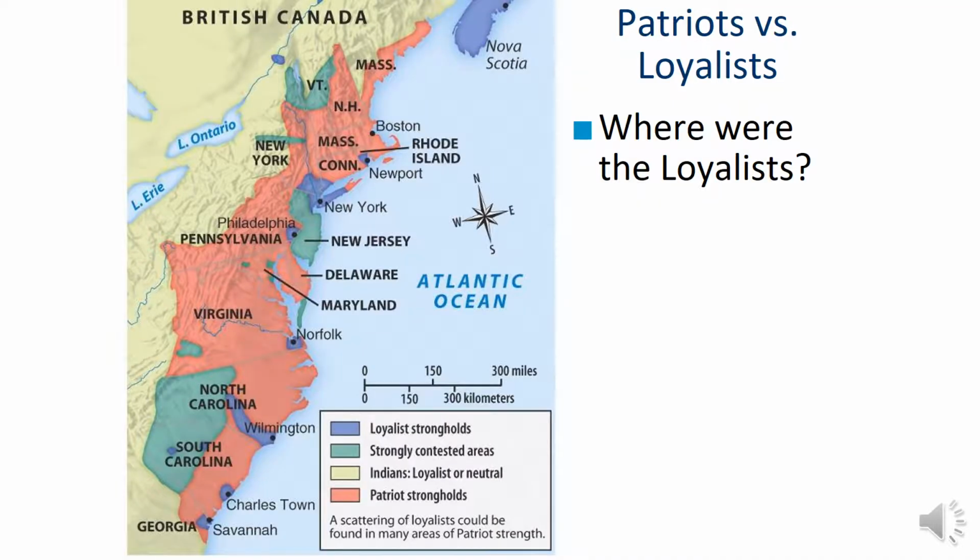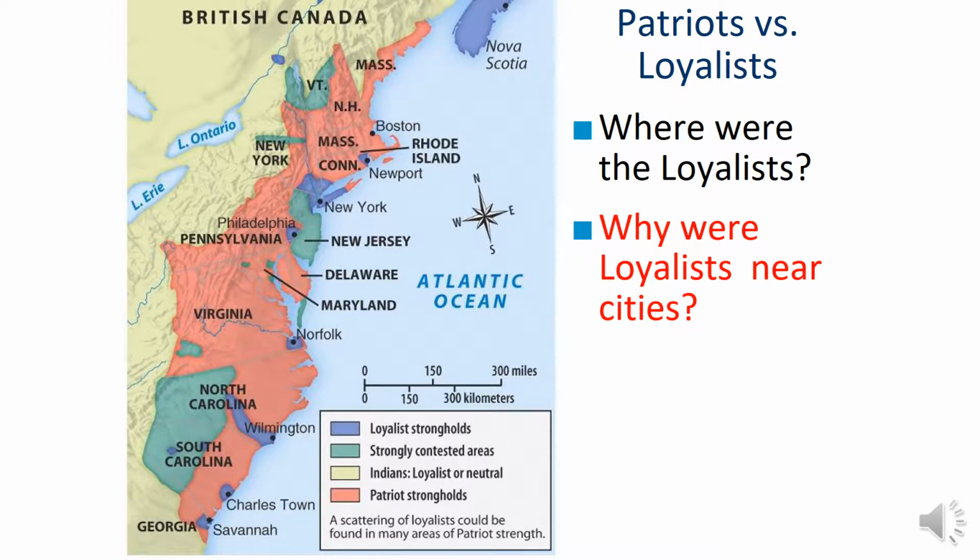All right, so let's look at the Patriots versus the Loyalists. So again, Patriots are people who want to rebel against England, and Loyalists are the ones who are going to stay loyal to England. So where were the Loyalists? Why were the Loyalists near cities, as we can see here? And you probably have answered these in class if you've already looked at this PowerPoint. We're not going to really talk about it now, but just notice that Loyalists tend to be near cities. They're not in the countryside. That's more of a stronghold for the Patriots.